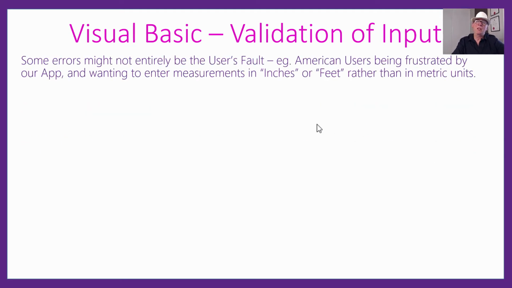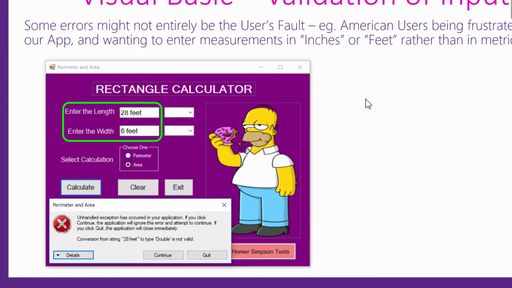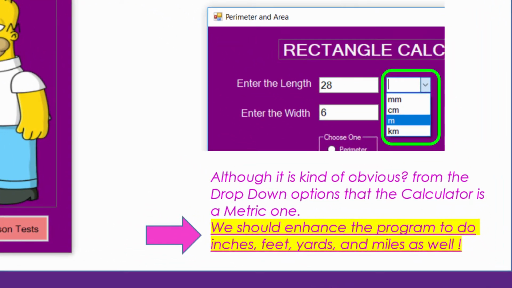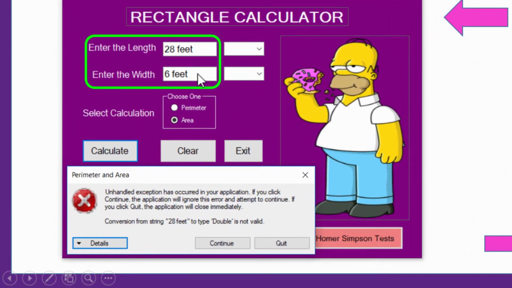So some errors might not be the user's fault. We've been picking on Homer a lot, but Homer might be frustrated that with the drop-down boxes we've supplied, ours is a metric calculator, and when he tries out these drop-down boxes over on the right-hand side here, there's no inches, feet, or yards, the units that Homer and Americans use. So we've been really nasty to American people with this application. He might think, okay, I'm just going to type in 28 feet and 6 feet and calculate it in feet because I'm an American. And then the program crashes, and that's really nasty to Homer.